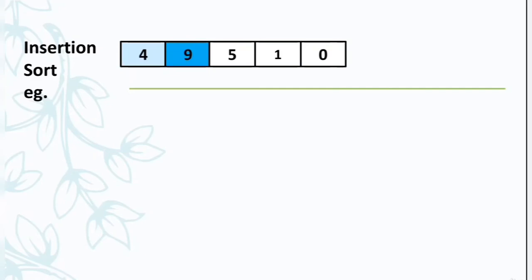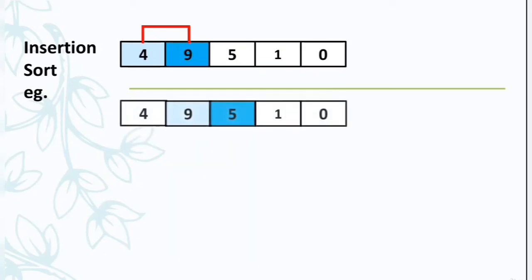So in this case, I have the elements 4, 9, 5, 1, 0 in my array and I need to maintain the elements in a sorted array. In this case, we have a key value. I am comparing the element 4 with the element 9. As 9 is greater than 4, no swap takes place.